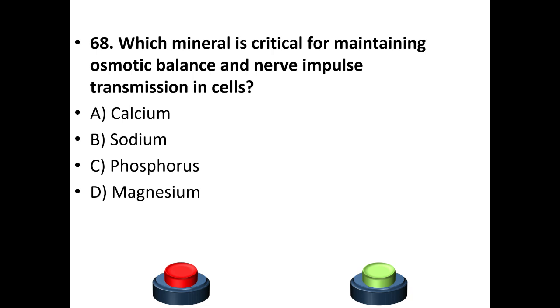68. Which mineral is critical for maintaining osmotic balance and nerve impulse transmission in cells? Calcium, sodium, phosphorus, magnesium. Which is the answer? Here the answer is B, sodium.